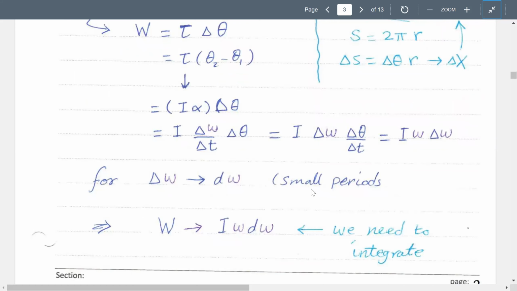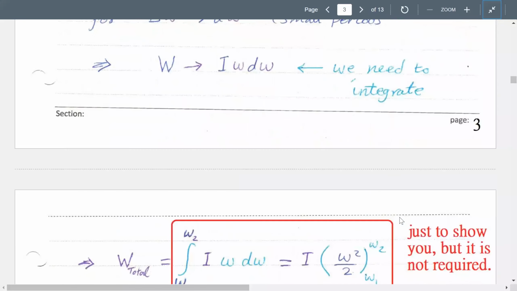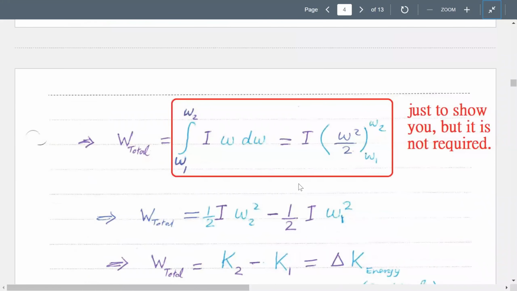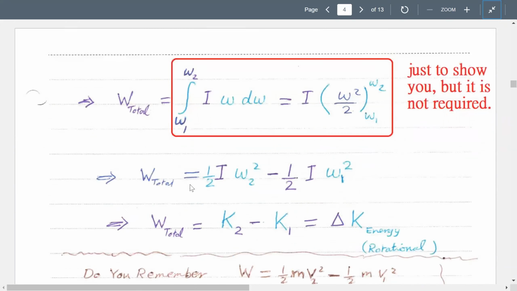For small periods, delta will go to D. And we have the relation, the work is equal to I omega dW. If we do the integration, and this is not required from you, in the next page you will see that this integration is not required, but I just need to show you that we have the work after the integration.